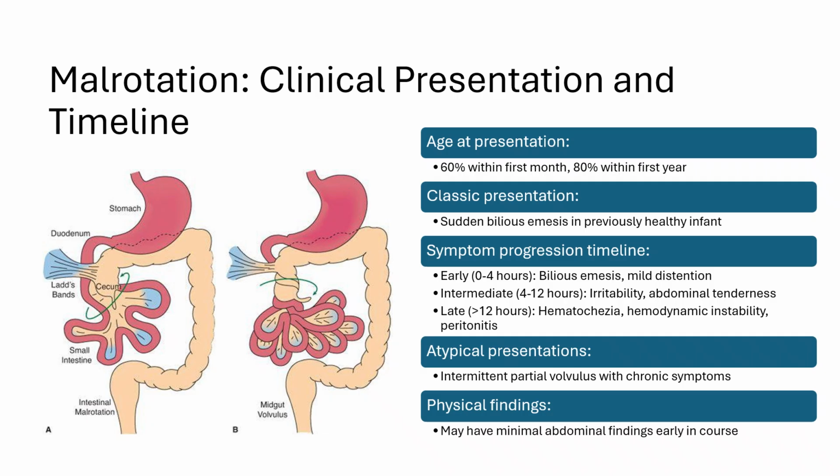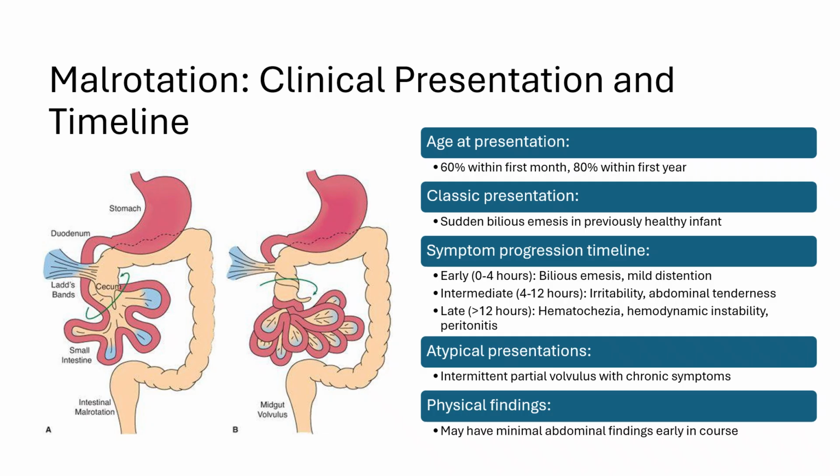The symptom progression follows a predictable timeline that correlates with the degree of vascular compromise. In the early phase, within the first 4 hours, bilious emesis dominates the presentation with only mild abdominal distension. The abdomen may appear deceptively benign during this crucial window. There's often minimal tenderness or guarding because ischemia hasn't yet progressed to significant bowel necrosis.